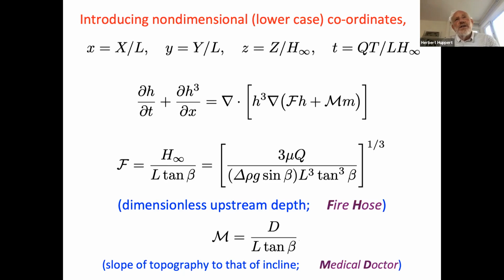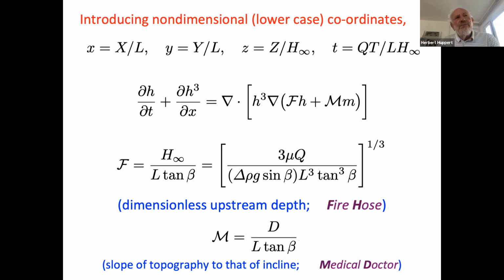And I apologize that they're the parameters that I use. They're the ones that were introduced by the graduate student Ed Hinton. They're not the ones that I would choose, but now he's written everything, and I use his. F, I always remember it because of fire hose. It tells you about the upstream dimensionless depth, suitably non-dimensionalized, and the other variable, script M, which I remember as medical doctor. That's my hint. D being the height of the topography.